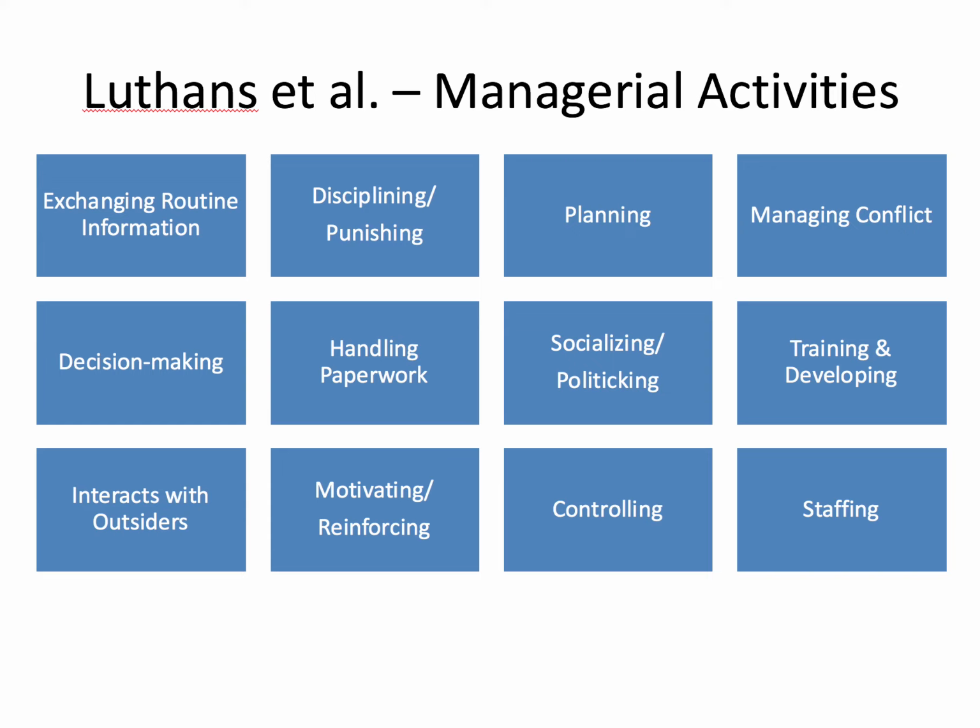Another scholar, Luthens, and his colleagues came up with a list of managerial activities. It's very similar to Mintzberg's, but here we get a little more detail about the types of things that need to be done by a manager. That's exchanging routine information, disciplining, so working with employees who are not performing up to standard, planning for the future, managing conflict, which is an interesting one. That's a fairly particular skill, a very difficult thing to do because conflict is a difficult social situation. So to have to intervene and take leadership within those moments can be particularly trying.